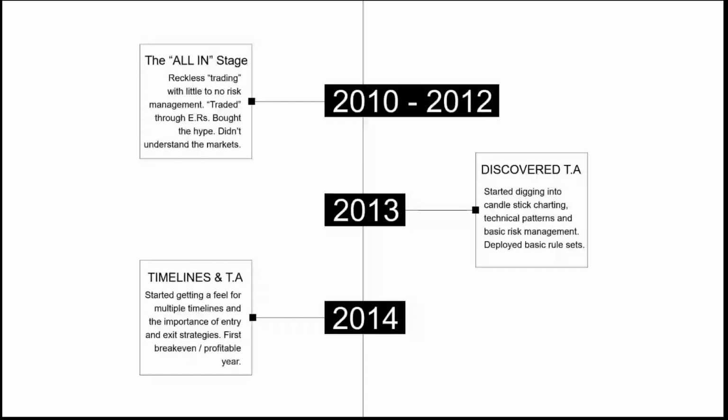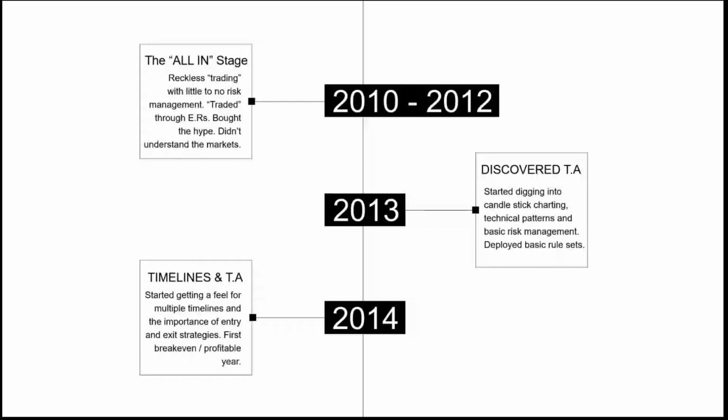In 2013, since I was still in the market, I discovered technical analysis. I started digging into candlestick charting, technical patterns, and basic risk management. I deployed basic rule sets, and by that I mean it was all rules that I had just read through a book or seen online or heard about. It wasn't anything that I developed myself. And I think if you really wanted to get good at trading and develop something that works for you, your rule sets need to be your rules and your rules only, not something that somebody else has taught you.